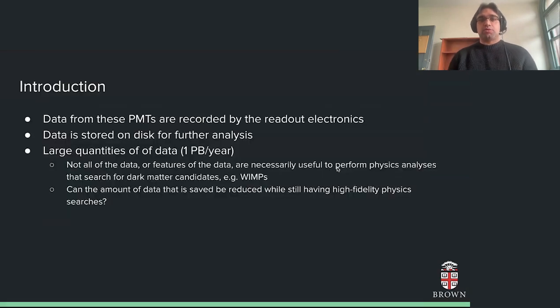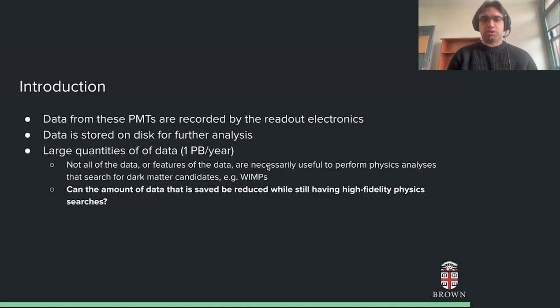Data from the PMTs are recorded by the readout electronics. The data is stored on disk for further analysis. But there is a large quantity of data, about 1 petabyte per year. That's a lot. Not all of the data or other features of the data are necessarily useful in doing physics searches, WIMP searches, right? So can we reduce the amount of data that is saved and still perform high fidelity physics searches? In other words, can we reduce the data such that we store less of it, but are still able to produce very sensitive physics searches? And that's the question we're going to talk about today.